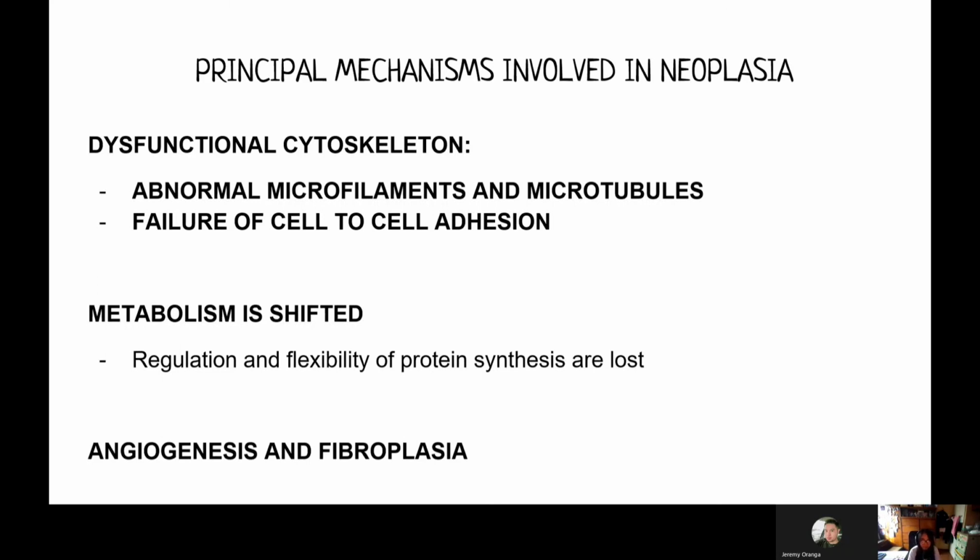Okay. So next, the metabolism is shifted. The regulation and flexibility of protein synthesis are lost. And then we have angiogenesis and fibroplasia. So what is the difference of these two? Angiogenesis is the formation of new blood vessels as capillary buds, while fibroplasia is the formation and proliferation of fibrous tissue.